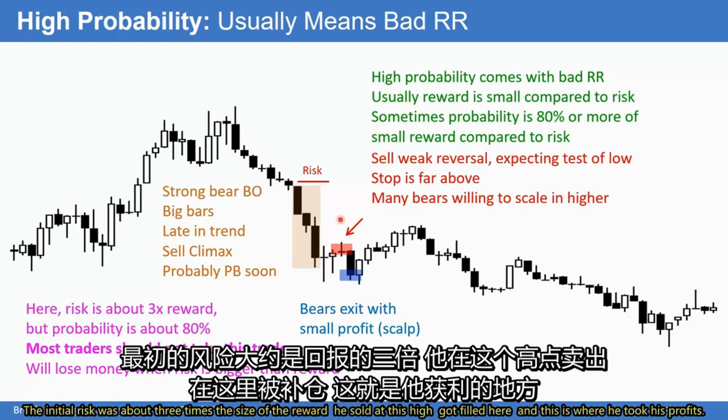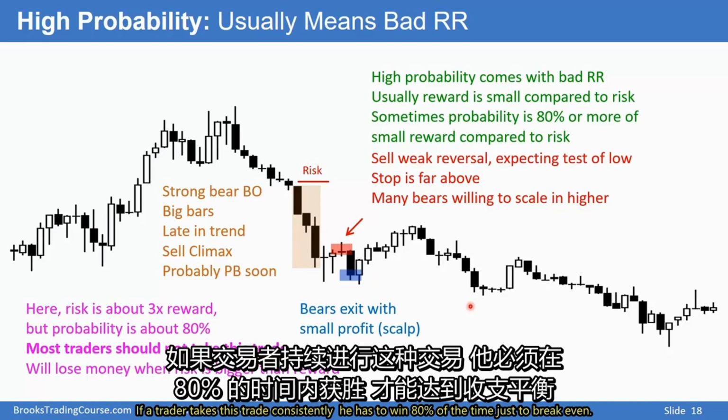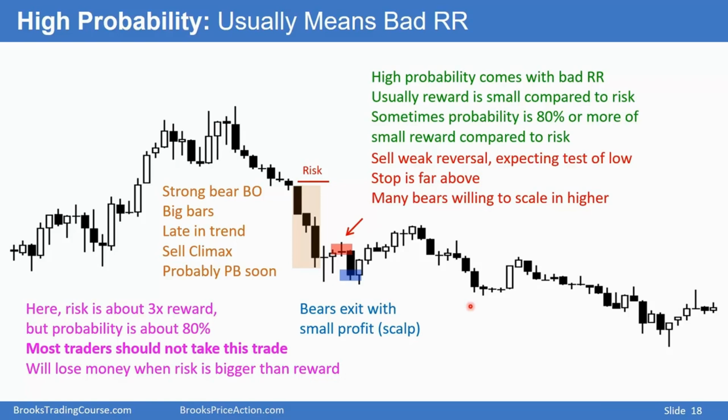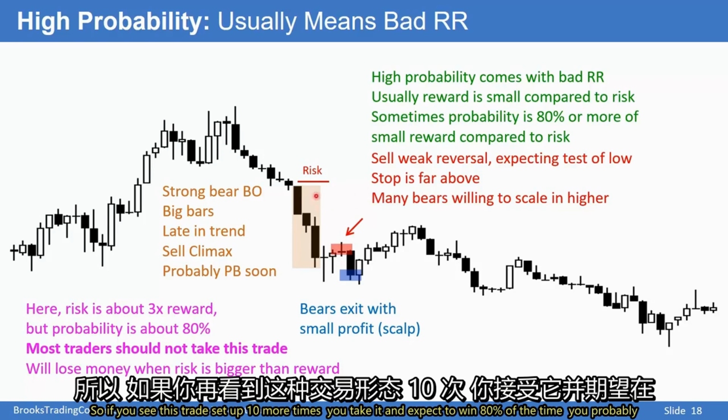The initial risk was about 3 times the size of the reward. He sold at this high, got filled here, and this is where he took his profits. The initial risk was 3 times the size of his reward. If a trader takes this trade consistently, he has to win 80% of the time just to break even. Do you think it's an 80% bet selling the high of this bar? So if you see this trade set up 10 more times, you take it and expect to win 80% of the time?